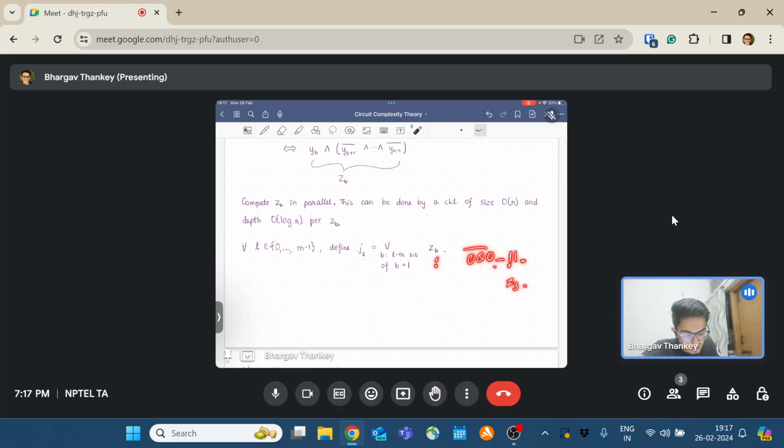What about J2? We are picking all B so that the second bit is 1, so we would not have picked Z3, because the second bit is 0. Indexing from 0, the second bit is 0. So I wouldn't have picked Z3. I would have picked other Zk's.